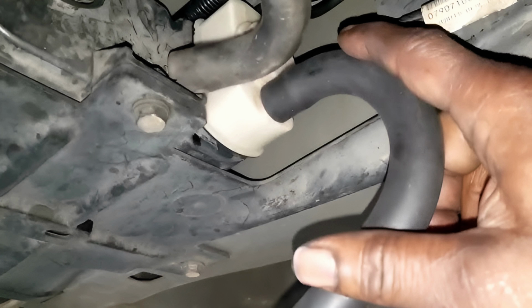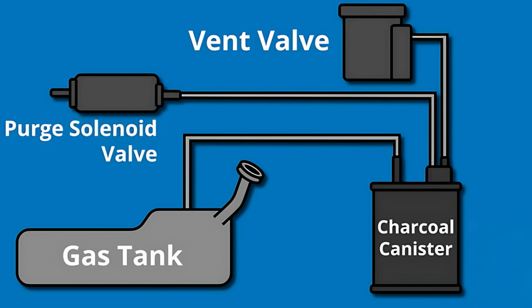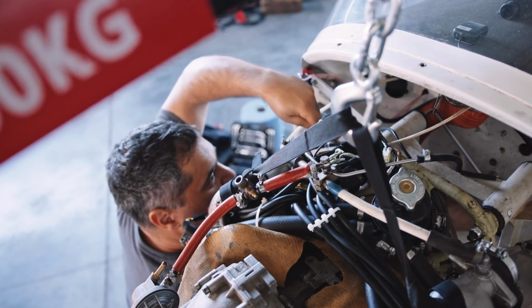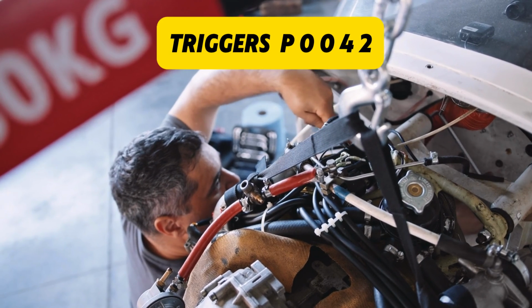The P0442 code stands for EVAP system small leak detected. The EVAP, Evaporative Emission Control, system prevents fuel vapors from escaping into the atmosphere. When your vehicle detects a small leak in this system, it triggers this code.